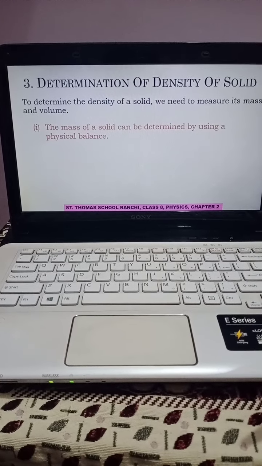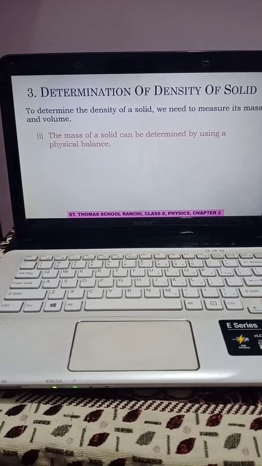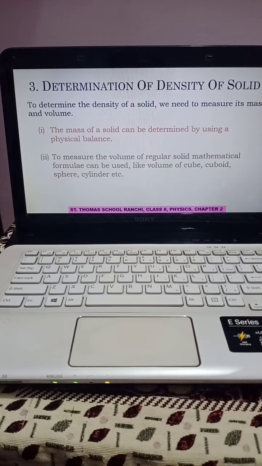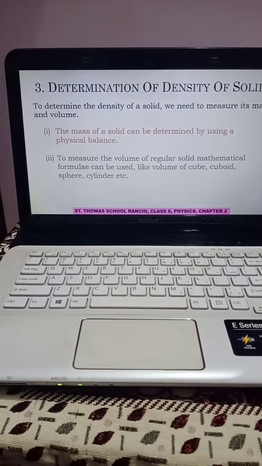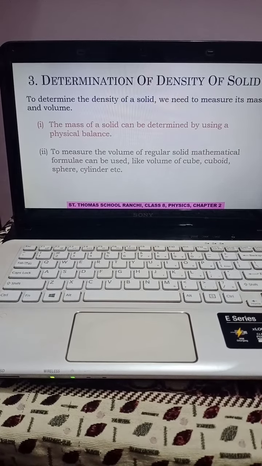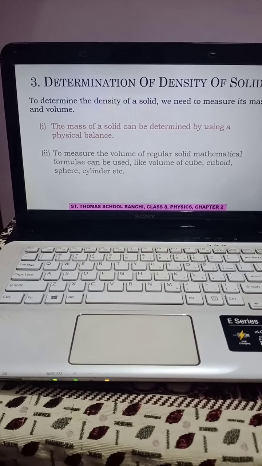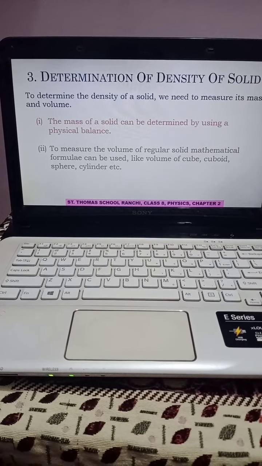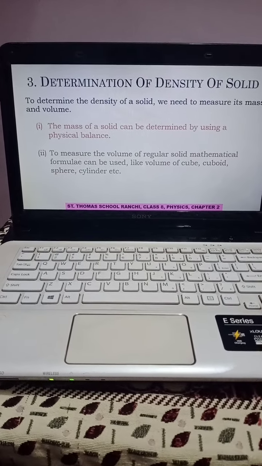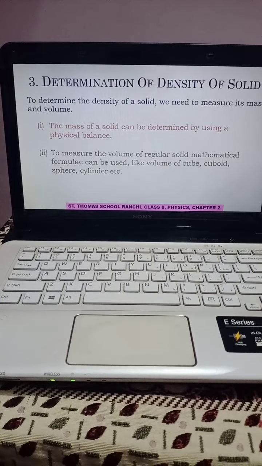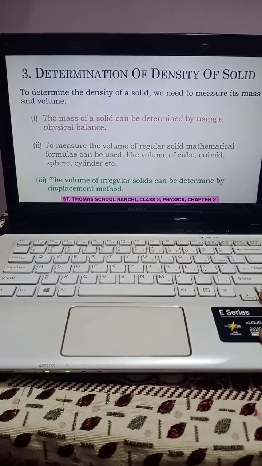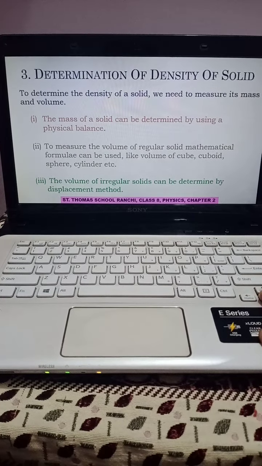So how we are going to determine mass of any object? So we are going to determine mass of any object by using physical balance. Then second, when the mass is found, we have to find out the volume. So to find out the volume of any solid material, if it is regular solid, means if it is of definite shape, then we are going to use mathematical formula like to find out volume of cube, cuboid, sphere or cylinder.